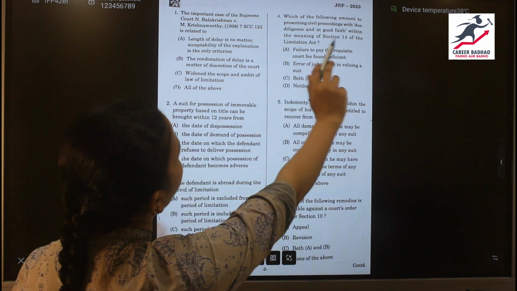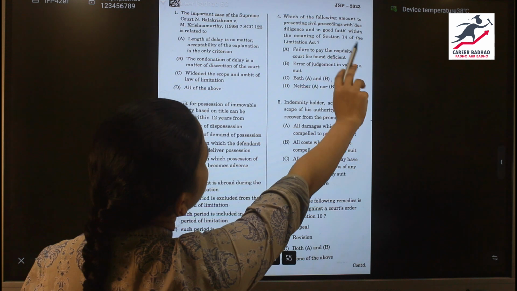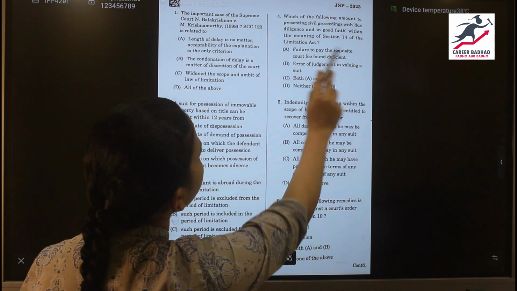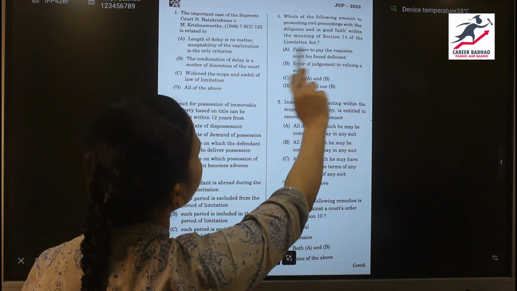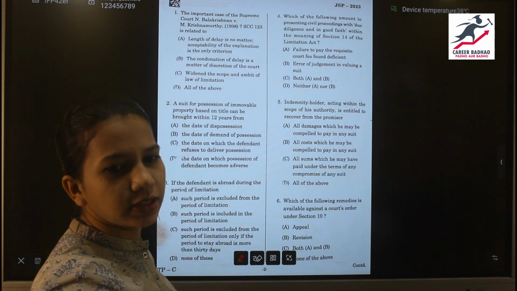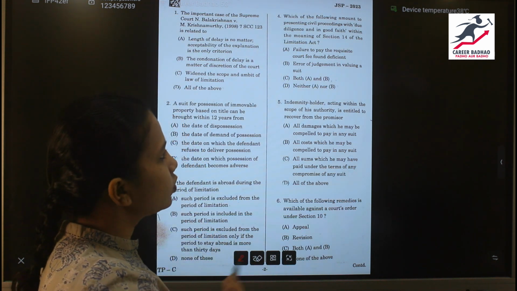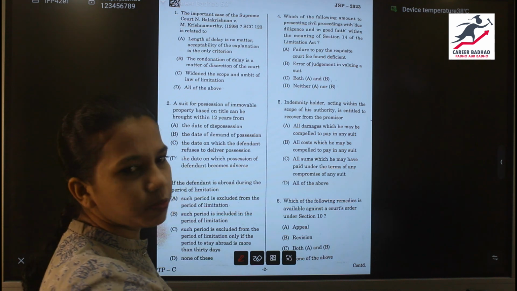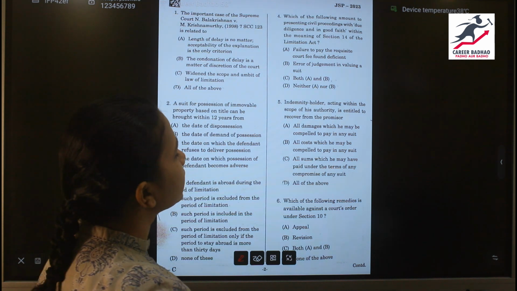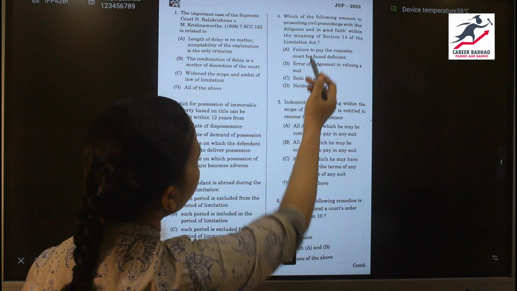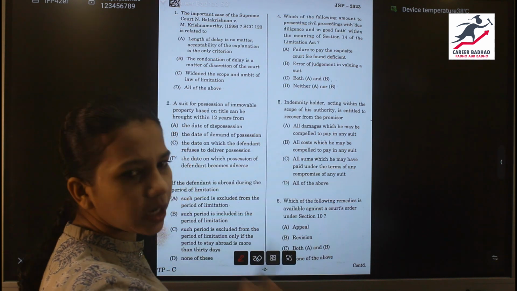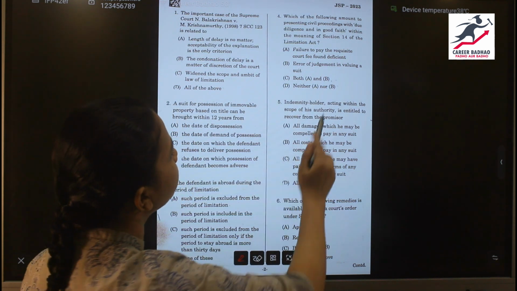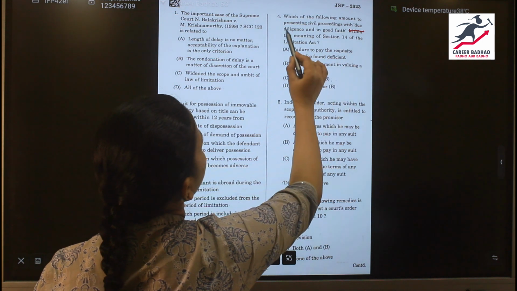Which of the following amount to presenting civil proceedings with due diligence and in good faith within the meaning of section 14 of the Limitation Act? We all know that section 14 deals with bona fide exclusion of time for proceedings bona fide in court without jurisdiction. So here we need to find out of these 4 options which are the options which fall within the meaning of due diligence and in good faith.